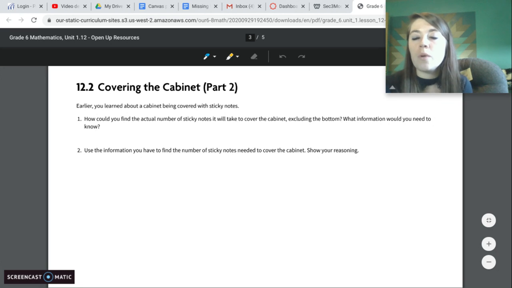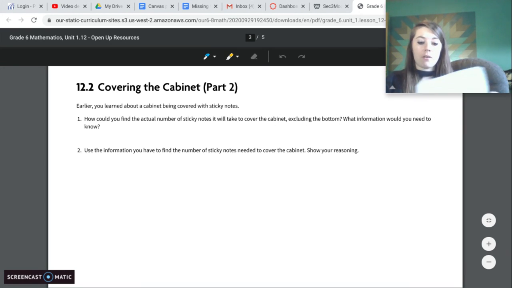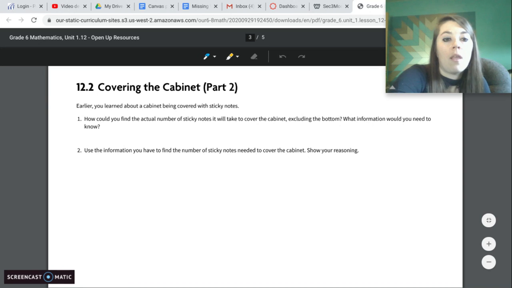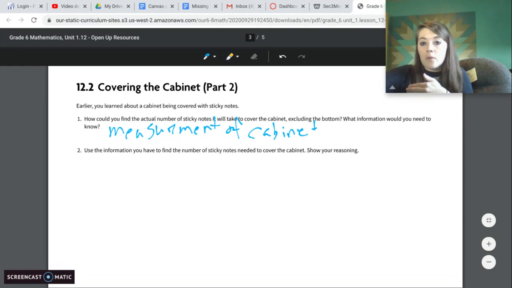What information do we need to know in order to be able to find out how many sticky notes are going to go on there? Since we don't have this file cabinet right in front of us, we need to know the measurement of the cabinet. We need to know how big that cabinet is. How tall is it? How wide is it? How deep is it? All the dimensions of the cabinet.